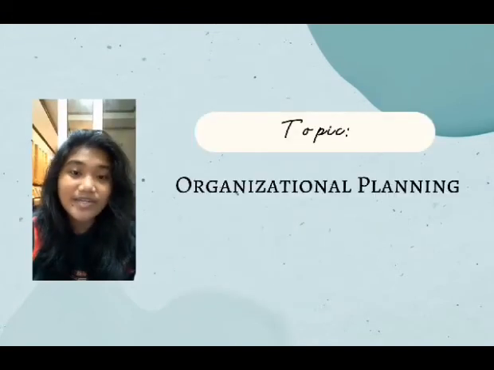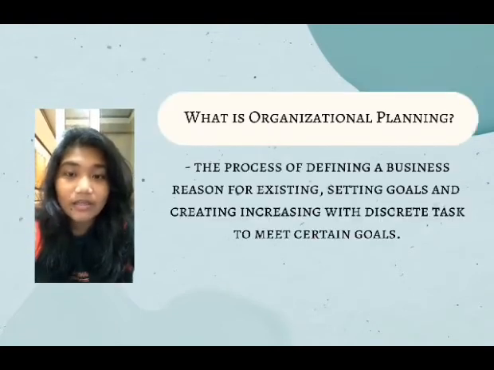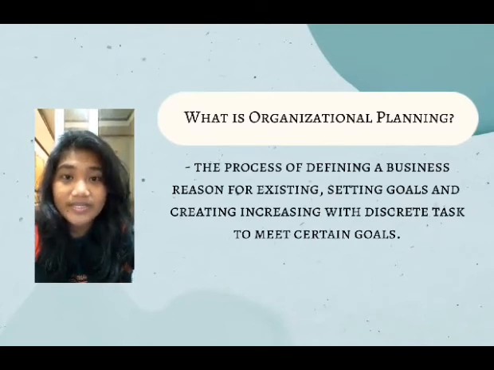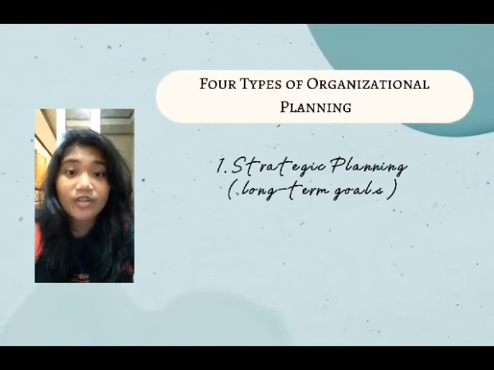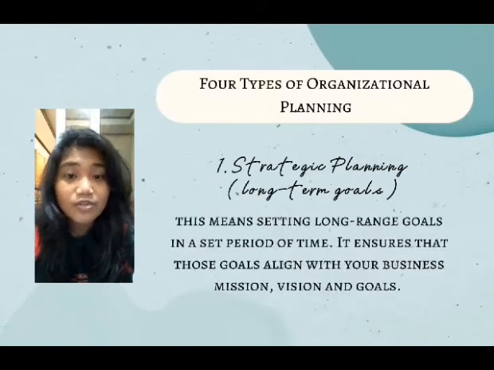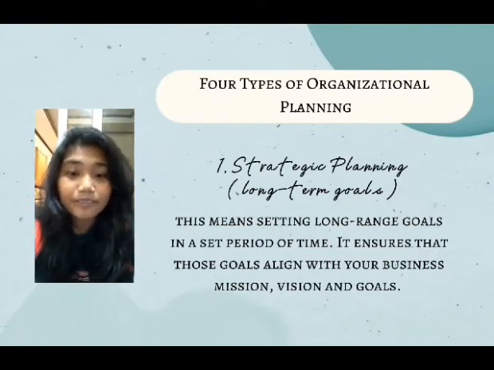Now let's move on to organizational planning. So what is organizational planning? It is the process of defining a business's reason for existing, setting goals, and creating discrete tasks to meet certain goals. There are four types of organizational planning. First is strategic planning, or the long-term goals. This means setting long-range goals in a set period of time, and it ensures that those goals align with your business mission, vision, and goals. So this clearly states that you need to set goals for how you envision your business from 5 years to 10 years or more.